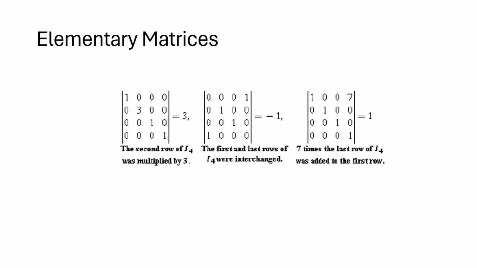On the leftmost of the illustration, the second row of I sub 4 was multiplied by 3, so the determinant is equal to 3. Then the first and last rows of I sub 4 were interchanged, so the determinant would be negative 1. And 7 times the last row of I sub 4 was added to the first row, so the determinant is equal to 1.